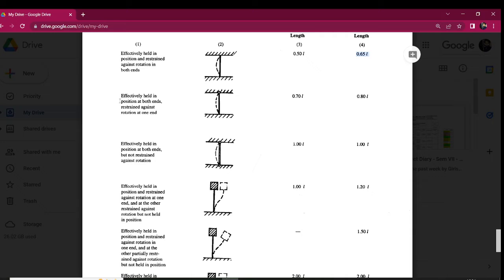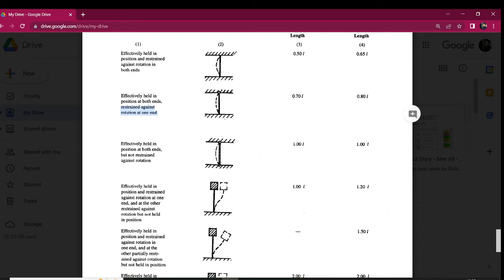Case number 2, you see, effectively held in position at both the ends. Both the ends are not allowed to move in the horizontal direction as well as in the vertical direction. They do not have horizontal and vertical deflection, but they say restrained against rotation at one end. So what we can understand is, one end is allowed to rotate but the other end is not allowed to rotate. Okay, so here we can understand that one end is having hinge support and the other end is having fixed support.